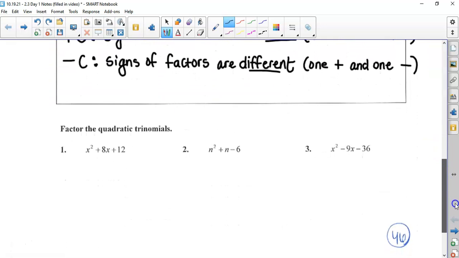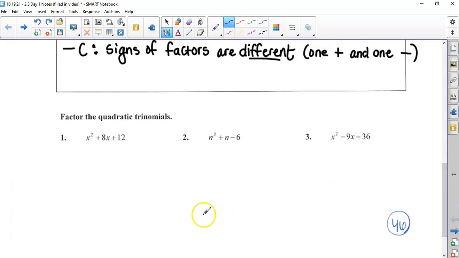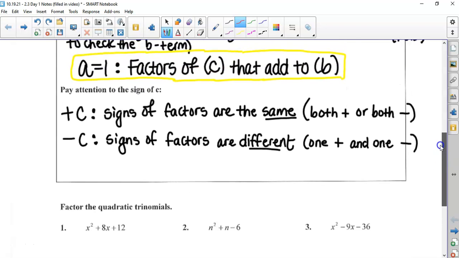The directions are factor the quadratic trinomials, and we have x squared plus 8x plus 12. So this is a quadratic, right? Power of 2, trinomial, 1, 2, 3 terms, and a is 1. There's an invisible 1 right there that we don't write. In fact, for all of these, notice a is 1. These are all the same case. So let's go back to our conversation and apply it.